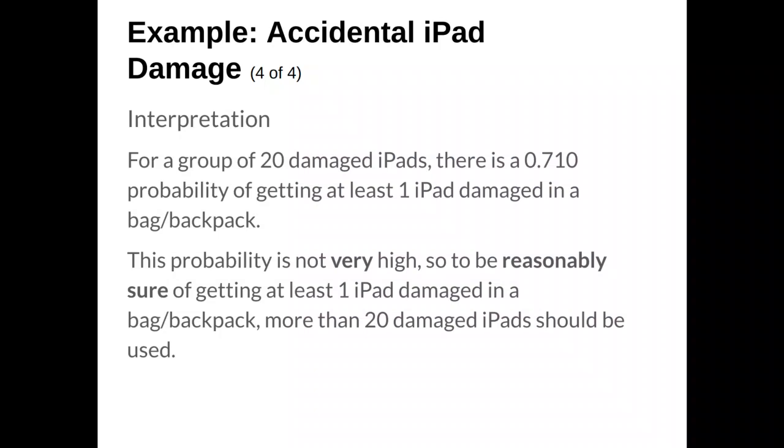We want to get more than 20 iPads. So if you're trying to find at least one iPad that was damaged by a bag or a backpack, you might want to get more than 20. So that's how we can use the complement rule and this idea for "at least one."